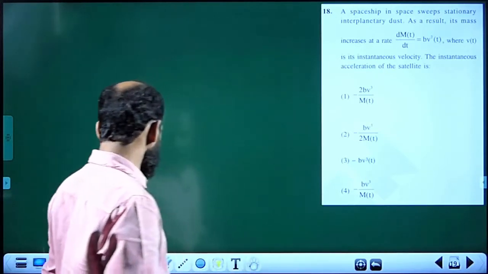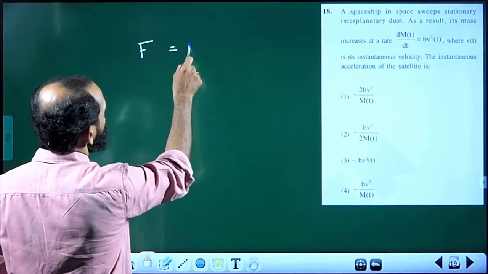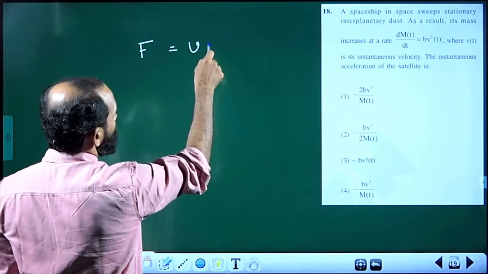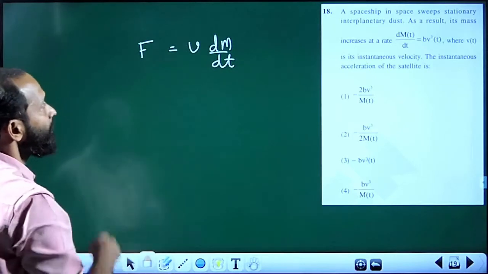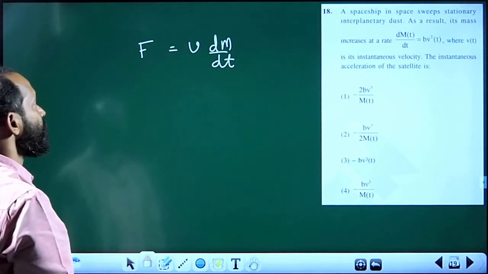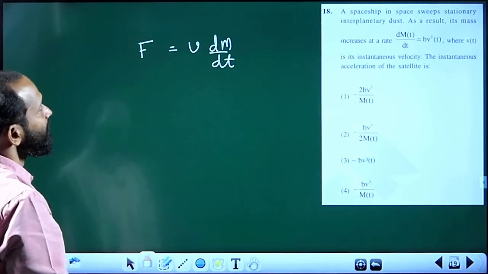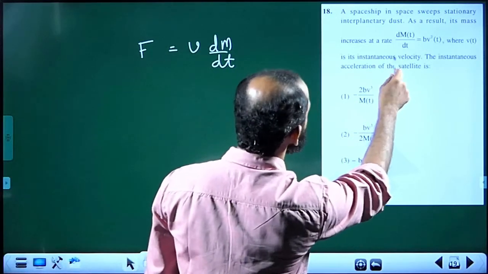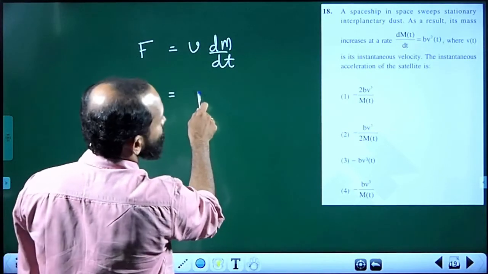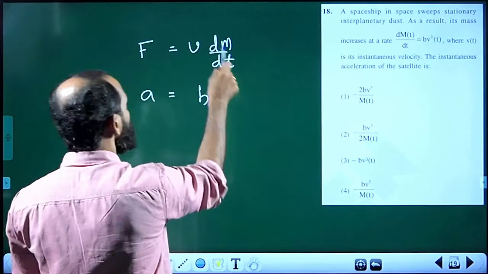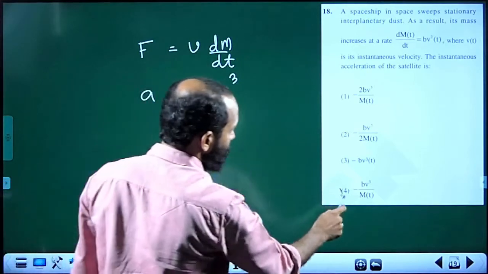Instantaneous acceleration of the satellite. We know a satellite in space is acted upon by a thrust, that is equal to v, where v is the exhaust velocity, times dm divided by dt. V is the exhaust velocity, dm by dt is the rate of change of mass of rocket, rate of loss of mass of rocket. So, v dm by dt is the force. Here dm by dt is bv square. So, what is the acceleration? Acceleration is force per unit mass. So, dm by dt itself is bv square. One more v appears here. So, bv cube divided by m. So, the correct answer is the fourth option.